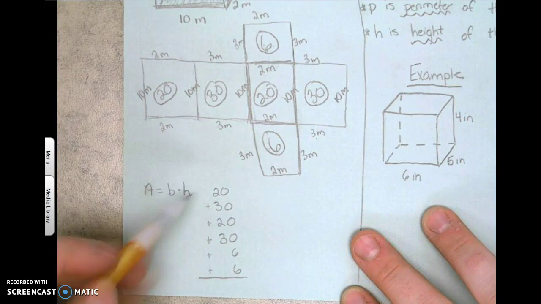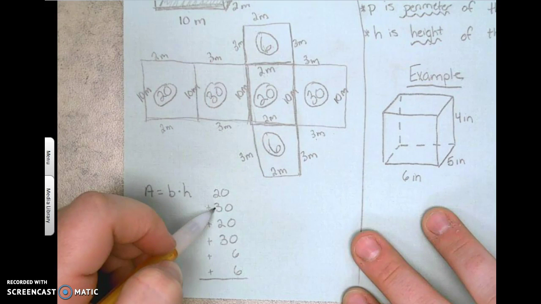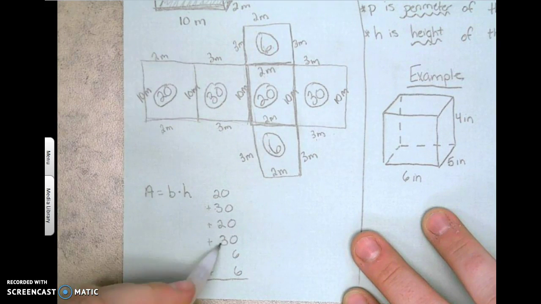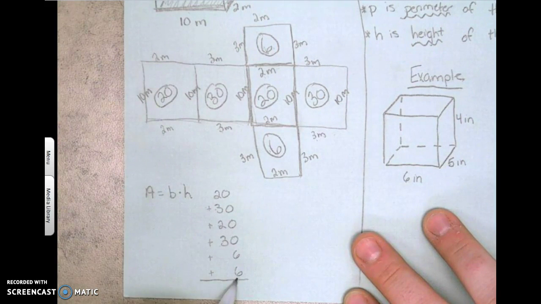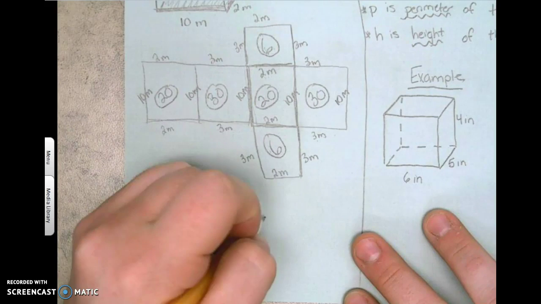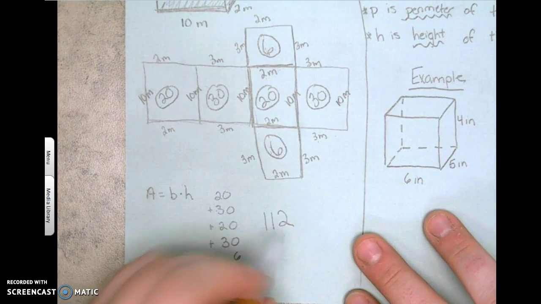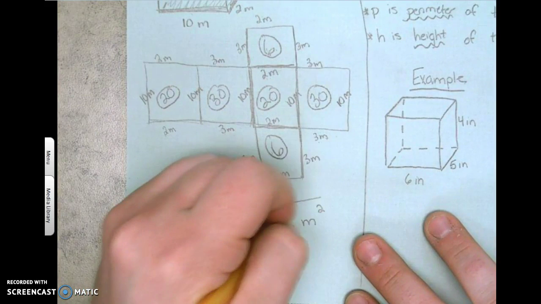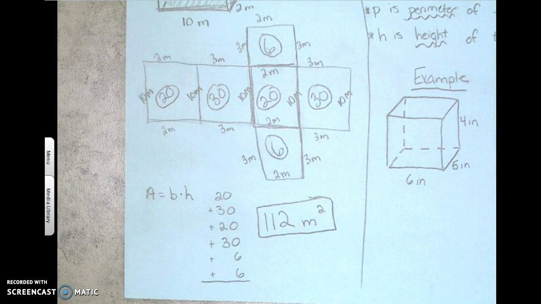which is going to end up being 20 plus 30 is 50, plus 20 is 70, plus 30 is 100, plus 6 is 106, plus 6 is 112. All area is squared, so we've got 112 meters squared. That would be my surface area of that rectangular prism.